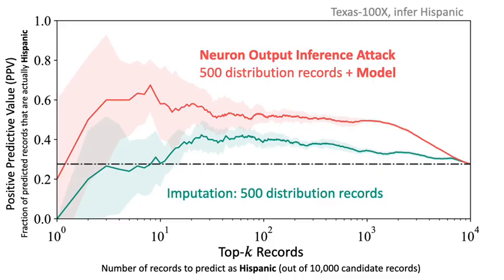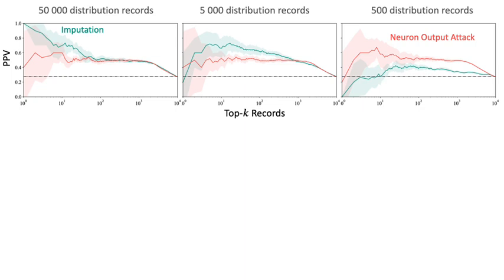This neuron output based attack is able to achieve much higher PPV values across different top case settings when compared to the imputation attack in the same limited data setting. We observe a consistent trend as we vary the size of the dataset available to the adversary. The imputation PPV decreases as the dataset size decreases. On the other hand, our white box attack consistently achieves similar PPV values across different data sizes.